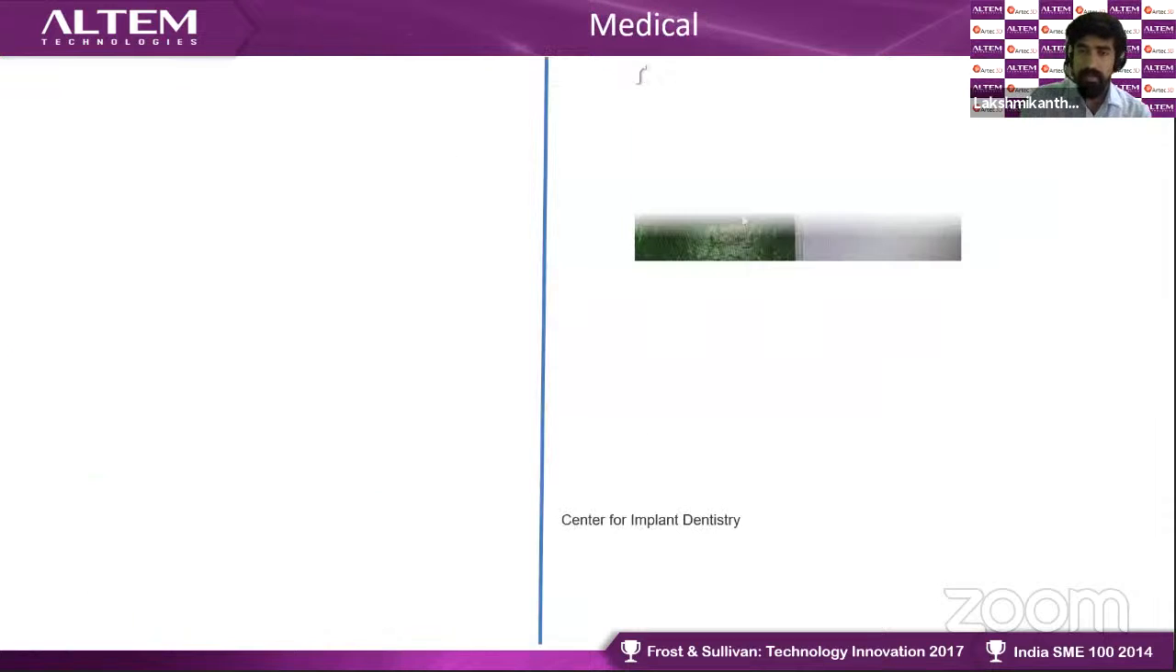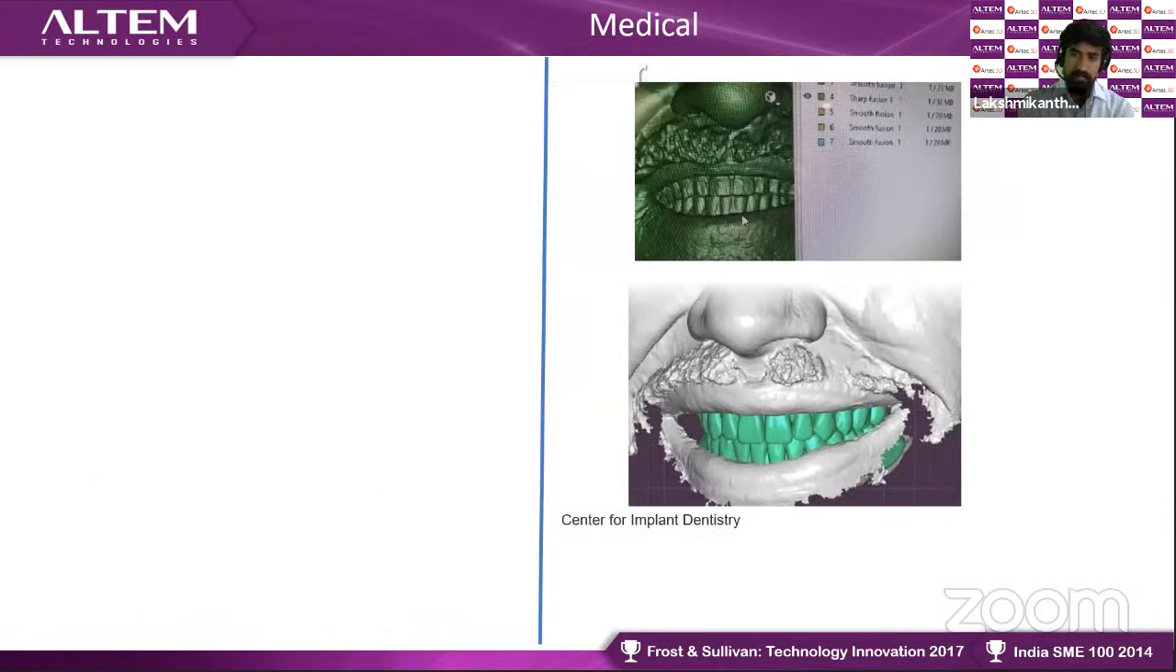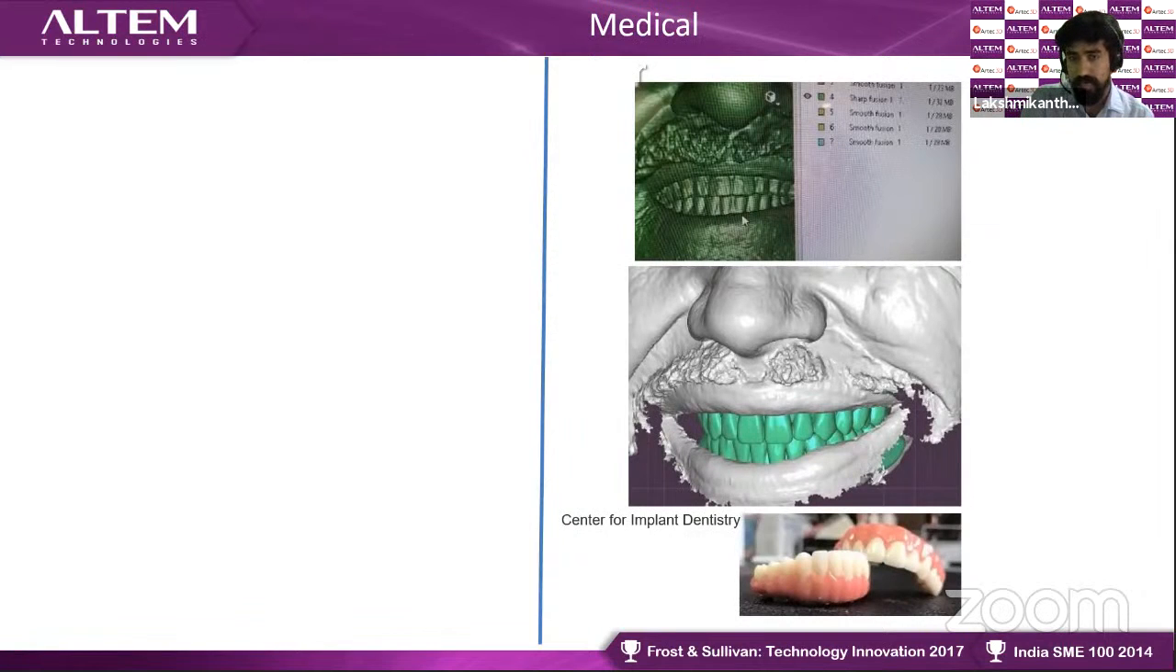So again, in the medical field, if I take just the dentistry side, they can scan the person's face and they will scan the area of the teeth also. This is just one example, not related to your application, but just to give an overview idea of how 3D scanning applications are involved in all other applications.